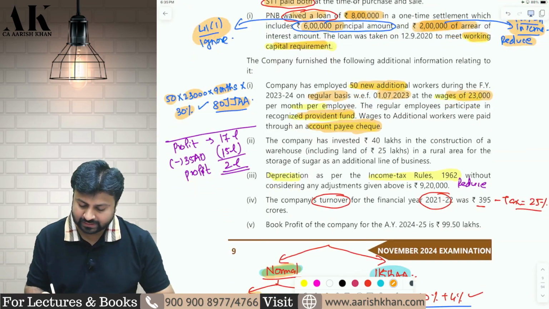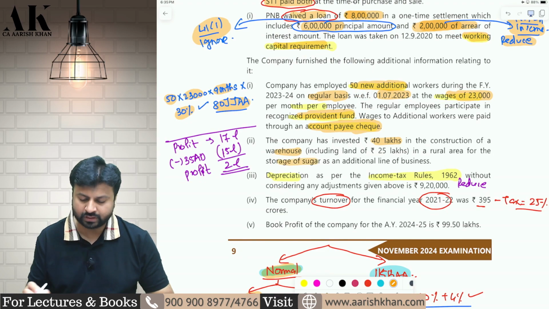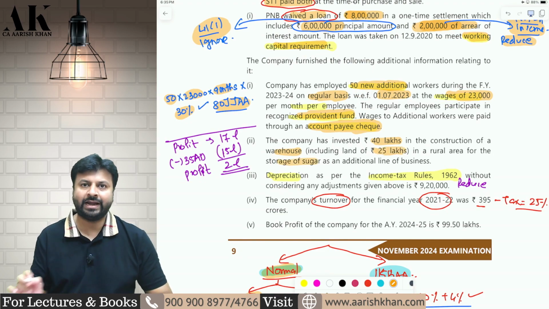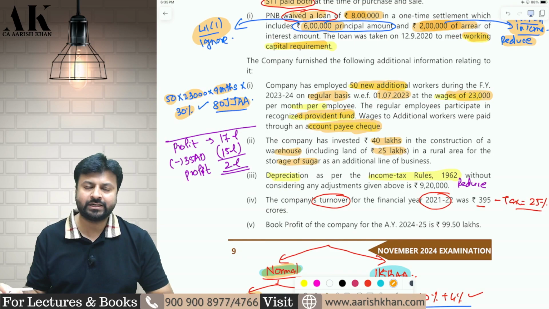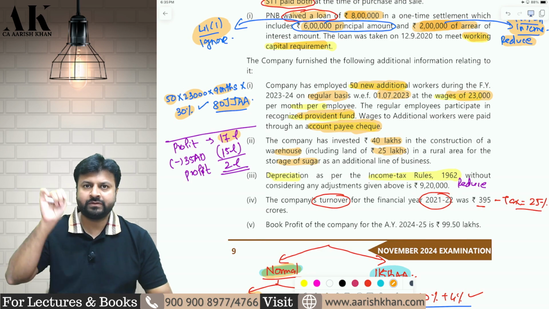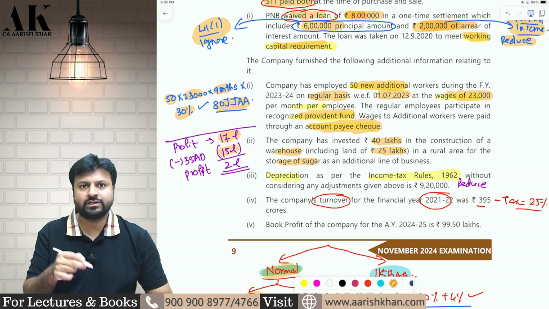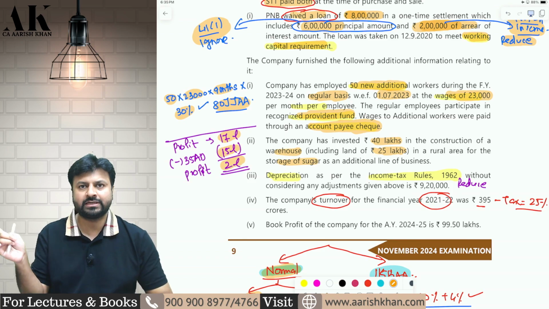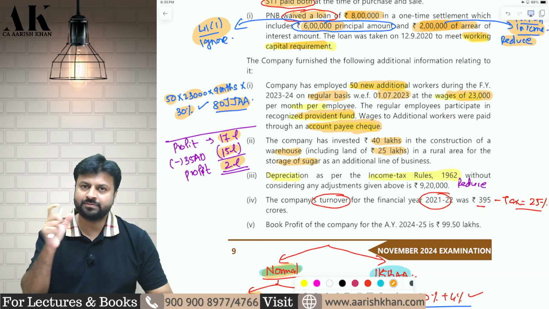Next one, the company has invested 40 lakhs in the warehouse for storage of sugar. Out of that, 25 lakhs is your land. Therefore, only 15 lakhs will be allowed as deduction. Land is not allowed as deduction under 35AD. Therefore, 17 lakh is your profit, which we have already seen above. Minus 15 lakh is your deduction. Therefore, 2 lakh rupees will be chargeable under what? As a 35AD business profit.